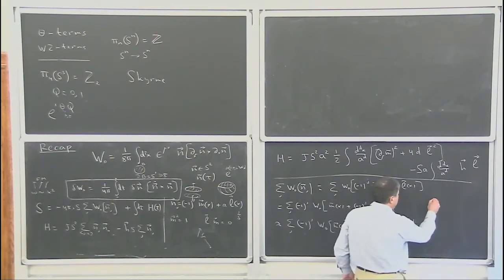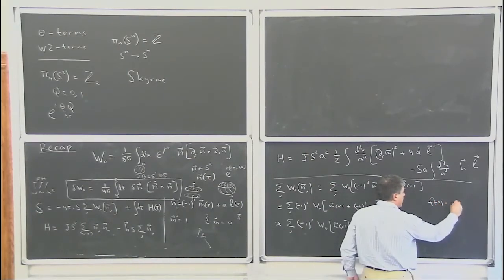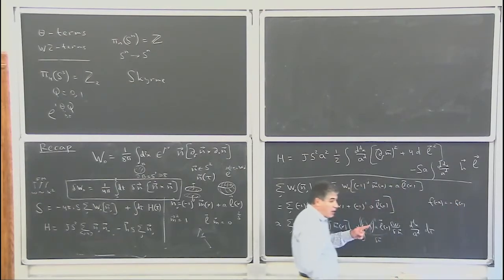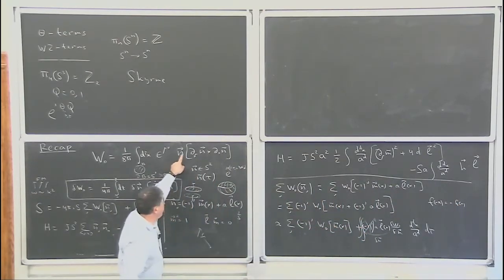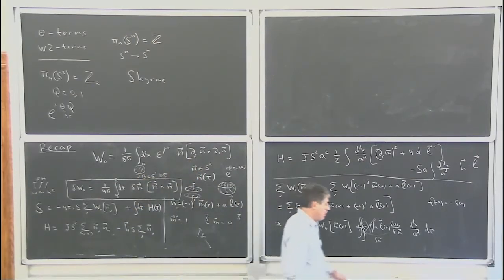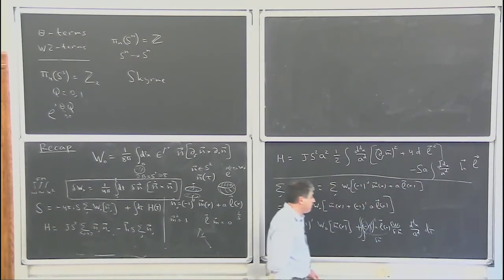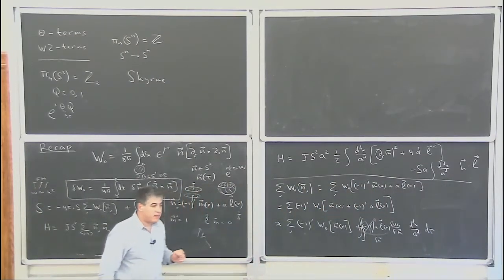Well, if you have an odd function of x, then f of minus x equals minus f of x. No. And this is n, n, n. If I change the sign of n, you will get a minus sign. Yeah. Any questions about that?